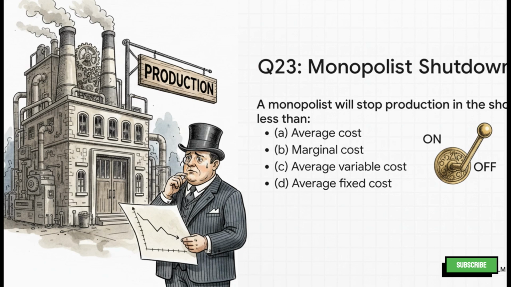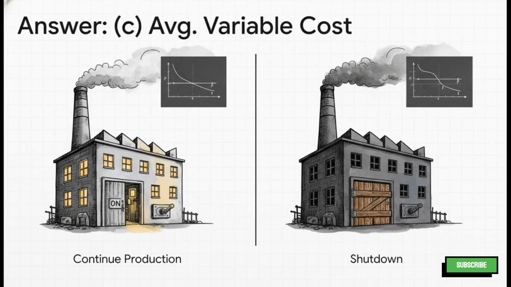All right, question number 23 is about a monopolist's decision-making. In the short run, when does a monopolist shut down production? When its selling price falls below which of these? Average cost, marginal cost, average variable cost, or average fixed cost? The correct answer here is option C, average variable cost.